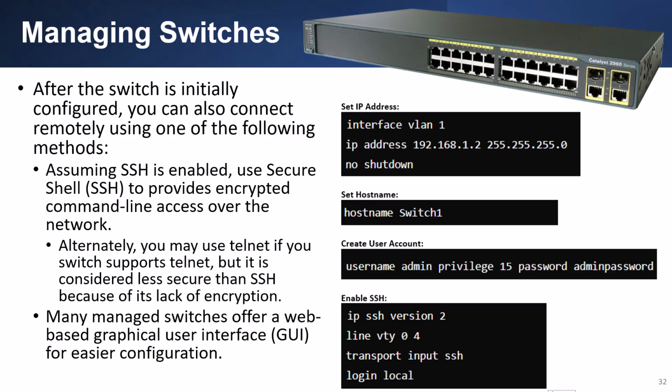After the switch is initially configured, you can also connect remotely using one of the following methods. Assuming SSH is enabled, use Secure Shell or SSH to provide encrypted command line access over the network. Alternatively, you may use Telnet if your switch supports Telnet, but it is considered less secure than SSH because of its lack of encryption. Many managed switches offer a web-based configuration user interface, or GUI, for easy configuration.